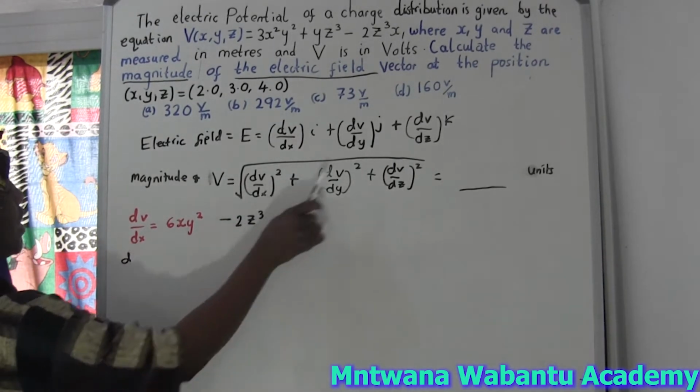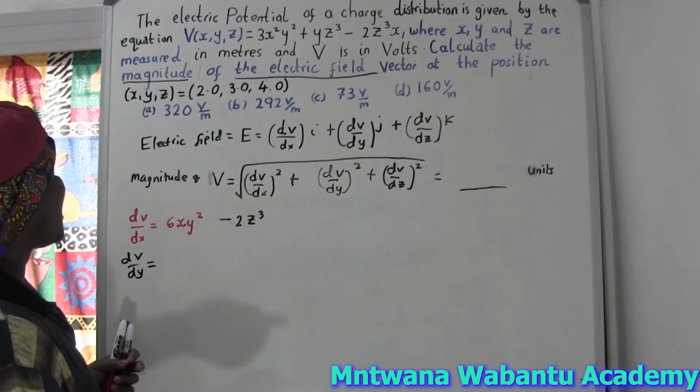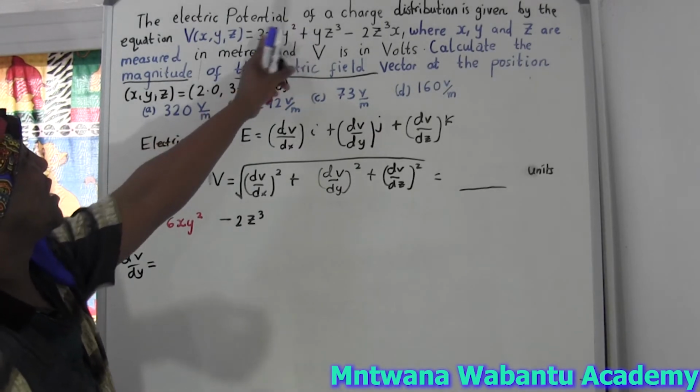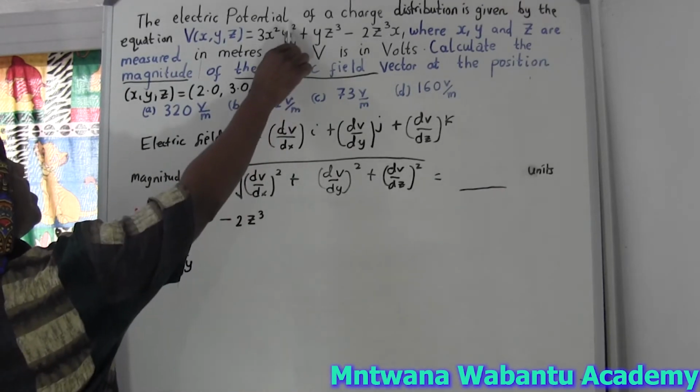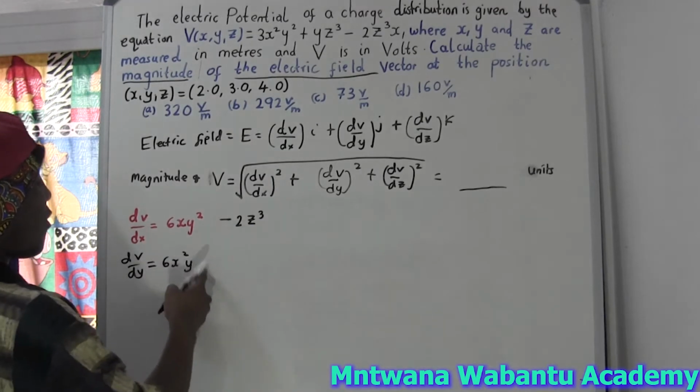Now we want to go for dv/dy. For dv/dy it is easy. It means I want to differentiate with respect to y. So when you differentiate this, the 2 comes back. It's going to be 6x squared y, because you take this number minus 1. It's going to be 2 minus 1 equal to 1, so y to the power 1 is y.